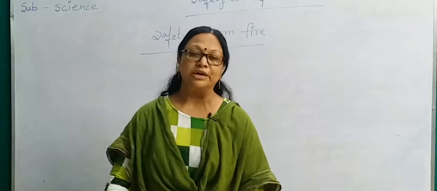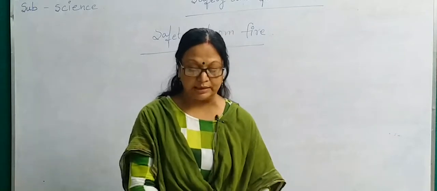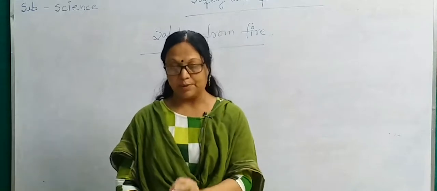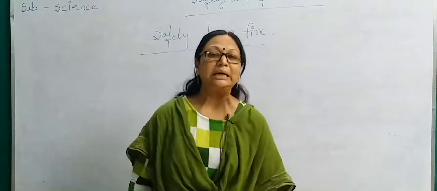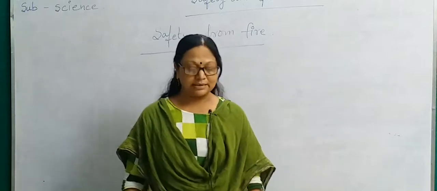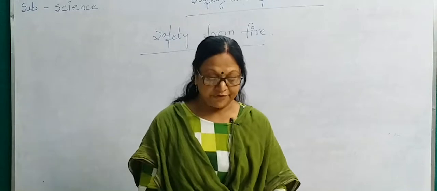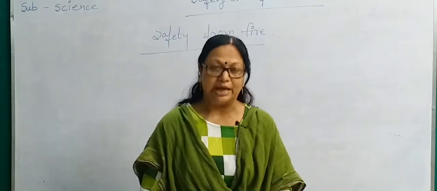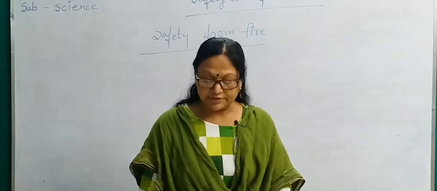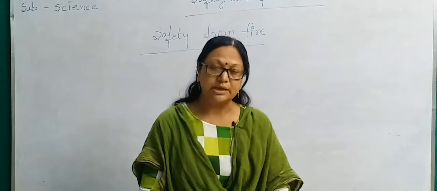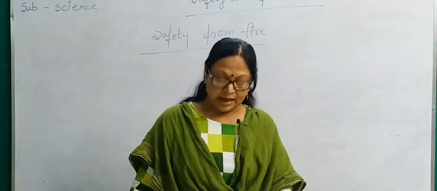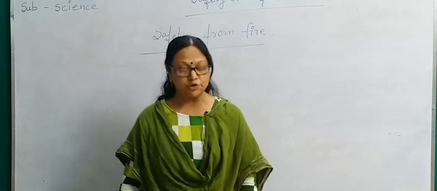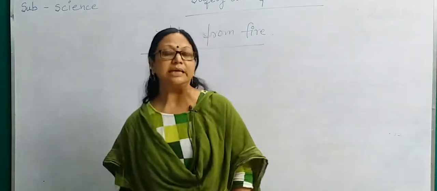So first we will discuss safety from fire. There are so many things we have to discuss about what causes fire accidents. Fire spreads very fast, and it can cause loss of life and property. To keep ourselves safe, we should know about the causes and ways to prevent fire accidents. First of all, we should know what the causes of fire are.